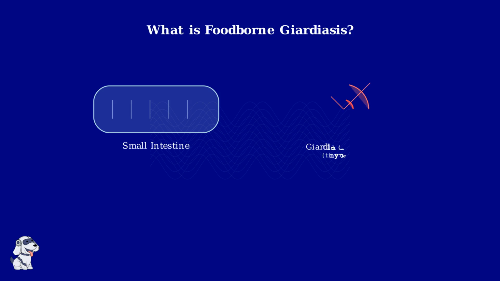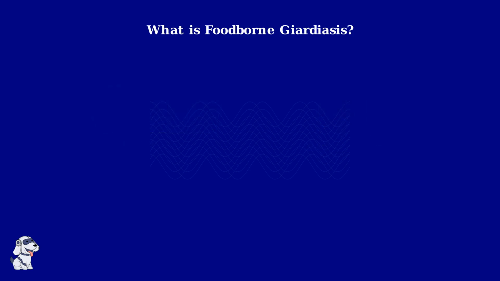The infection is caused by a tiny parasite called Giardia duodenalis. This microscopic organism is so small you can't see it without a microscope, but it can cause significant problems in your digestive system. Now let's look at how you actually get this infection.